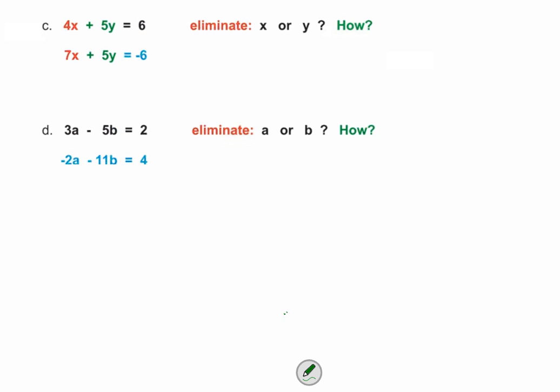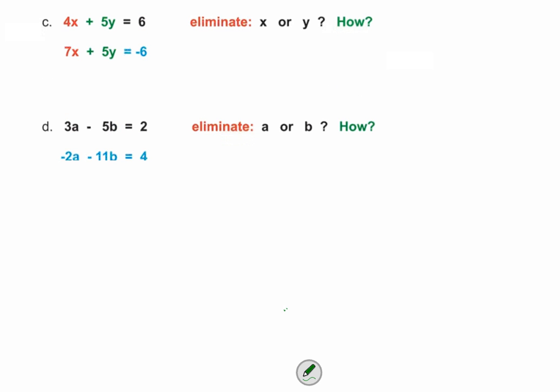Okay, third example. Again, you got to make a choice. Question: if they asked you to do it, what would the solution look like? Wait for the solution, all right? We're just figuring out the first step. So hang in there. All right, so third example. Again, everybody's got to be thinking now. Do you want to get rid of the X's or the Y's?